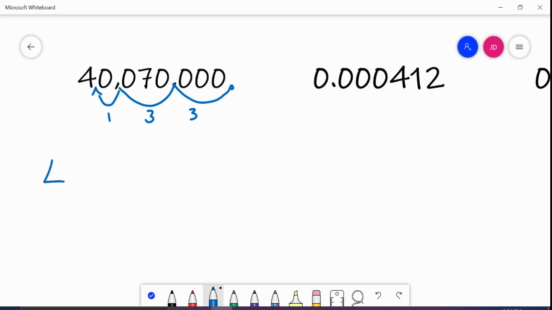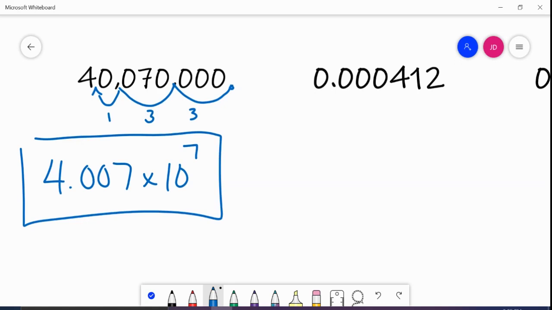So it would be 4.007. Careful, there are 2 zeros in between that 7. Times 10 to the, we said it was 3, 6, 7 power. So it's 4.007 times 10 to the 7 power. So those are really large numbers.